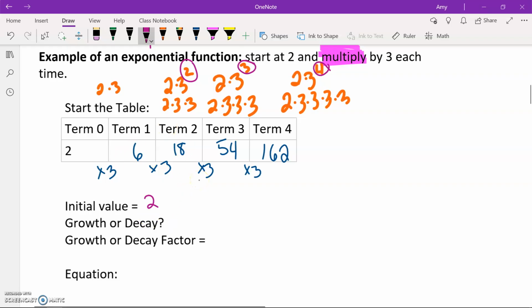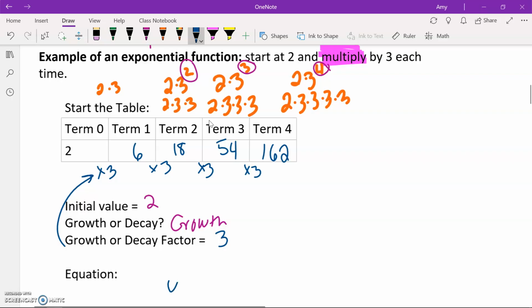Exponential functions can grow or can decay, kind of like our lines can have a positive or a negative slope. So a growth is going to be that the numbers are getting bigger. Decay means the numbers, as we go up in our terms, are going to get smaller. In this case, this was growth because our values got bigger every time. And the growth or decay factor, that is this number right here. It's what we're multiplying by to get our new term. In this case, that is 3.